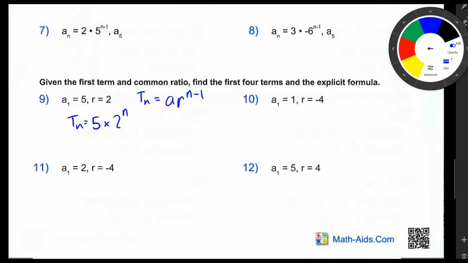to the power of n minus 1, because for the first term, the n and the 1 cancel, and we're left with 5 times 2 to the 0, which gives us 5 times 1, or 5, and keeps the first term 5. And then we just go 5 our first term, times 2, which equals 10, times 2, which equals 20, times 2, which equals 40. And that's our first 4 terms and our explicit formula.